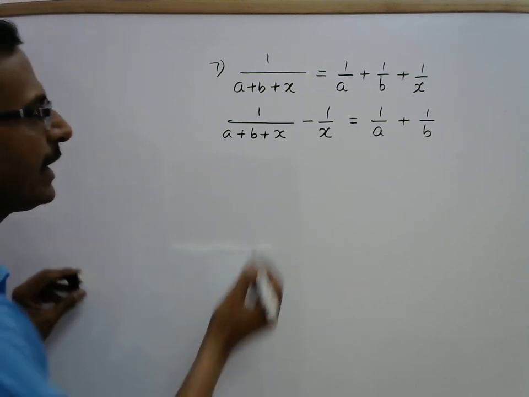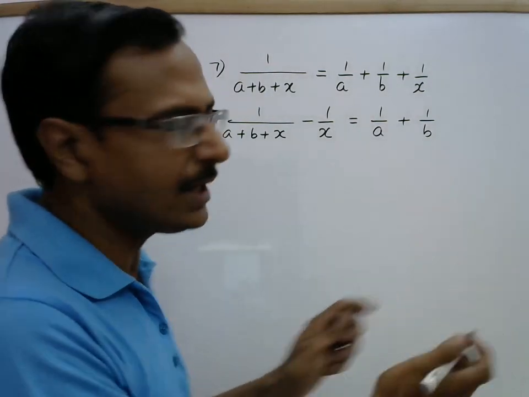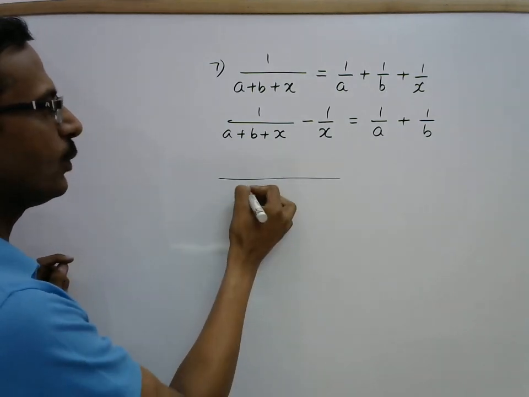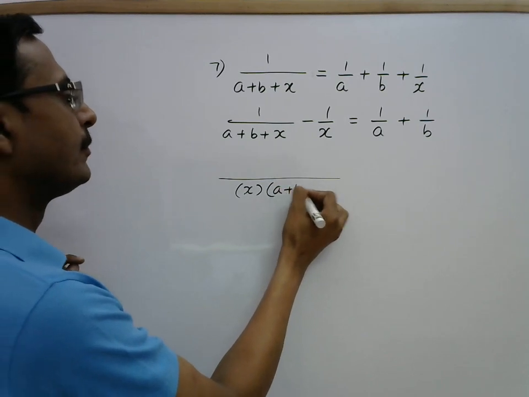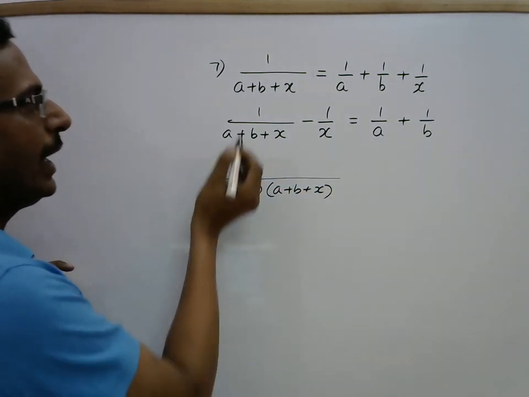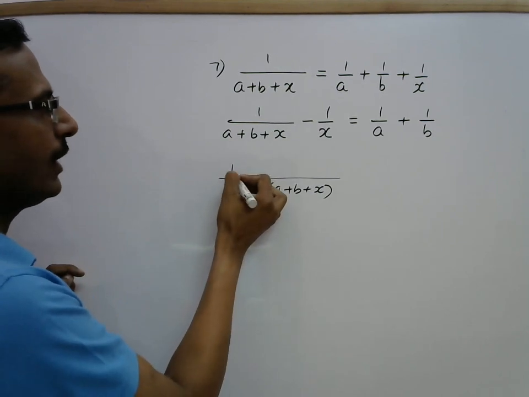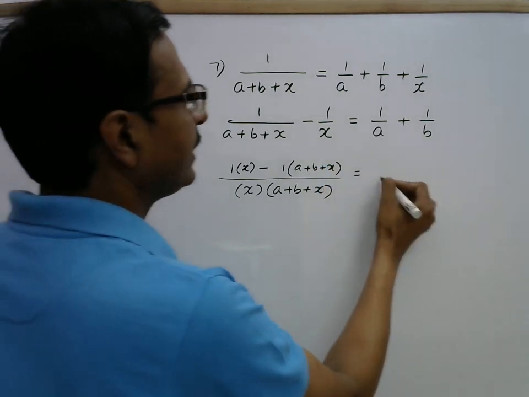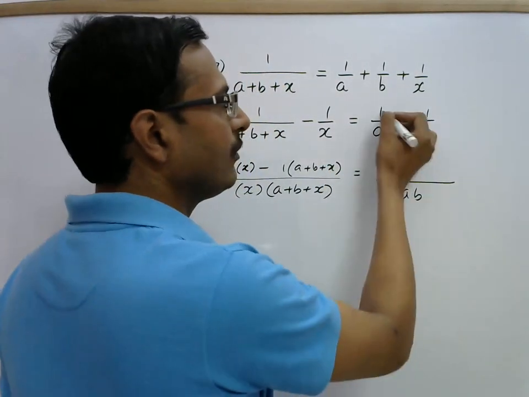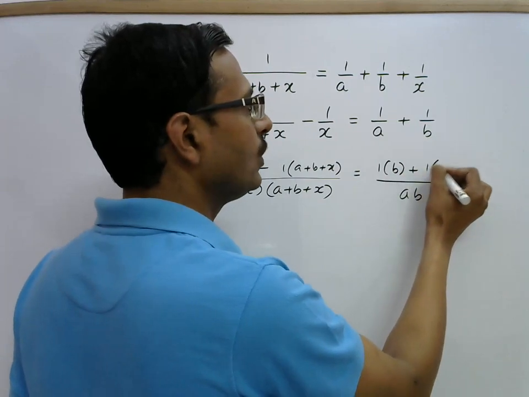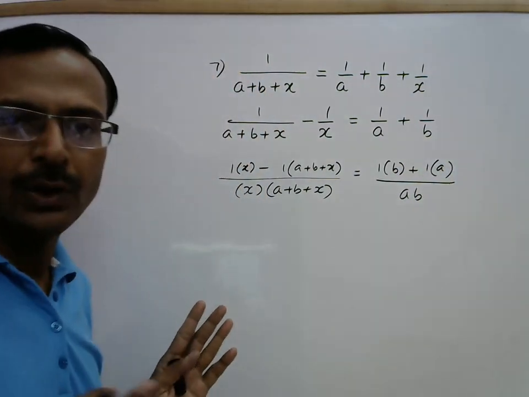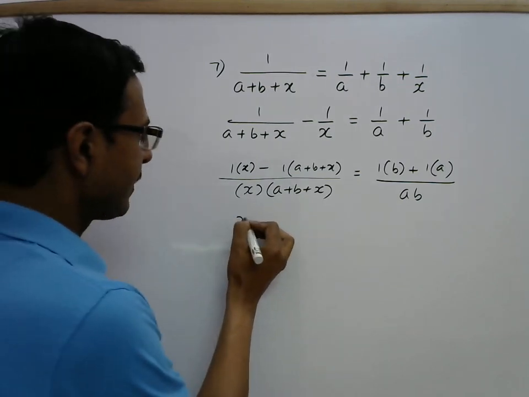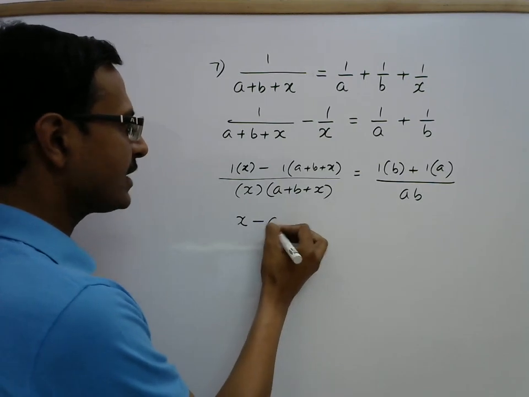Okay. So now I am taking the LCM on the LHS and on the RHS separately. In the denominator, I have two factors. One is x and one is a plus b plus x. So both the factors will come in the denominator like this. And in the numerator, just cross multiply: 1 into x minus 1 into a plus b plus x. In the RHS also, a into b, and 1 into b plus 1 into a. So on both sides, I have taken the LCM. Now I am removing all the brackets.